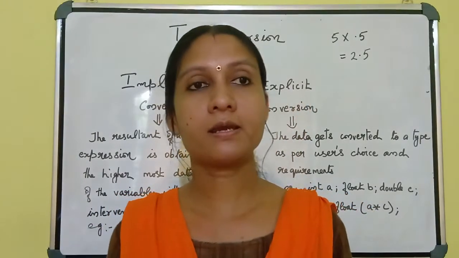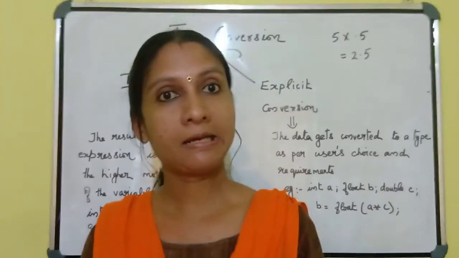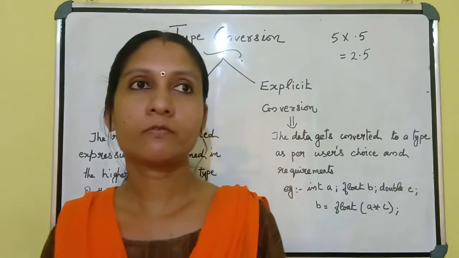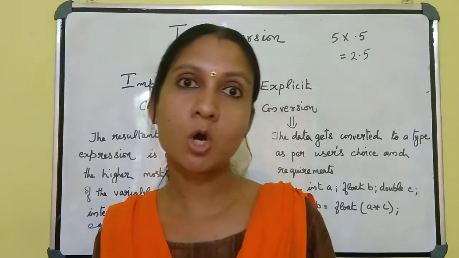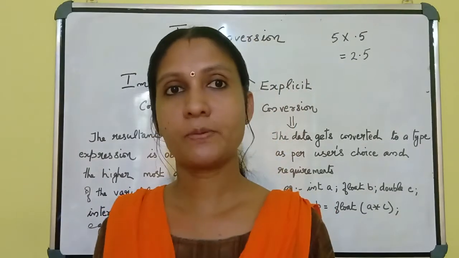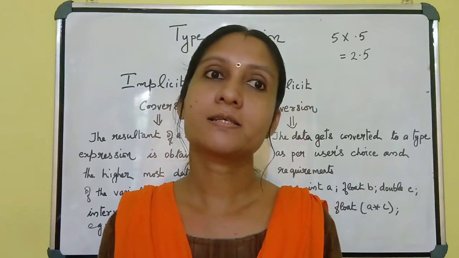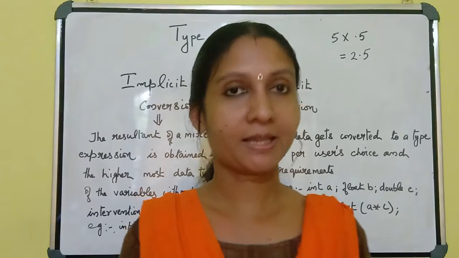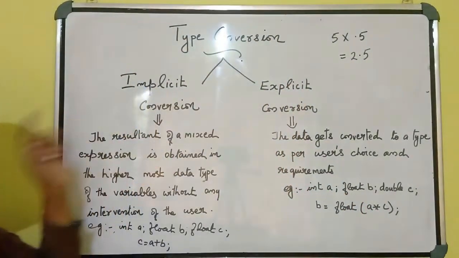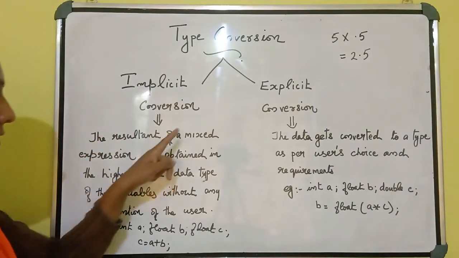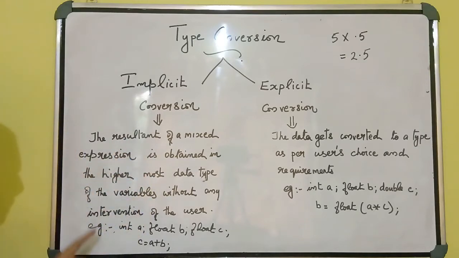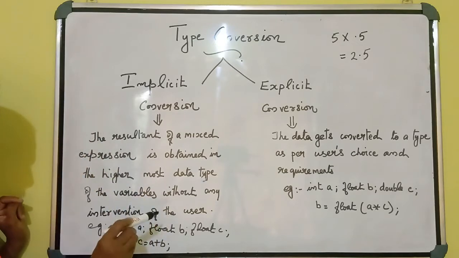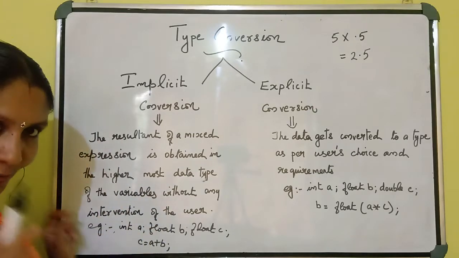Here is another case: when we operate with one real and one integer, the resultant must be real type. And if we convert one smaller type to a higher type, then the resultant must be the higher type. Okay, no problem. Automatically it will happen. That type is called the implicit conversion. That means the resultant of a mixed expression is obtained in the highermost data type of the variables without any intervention of the user.